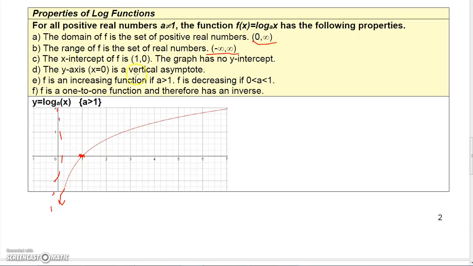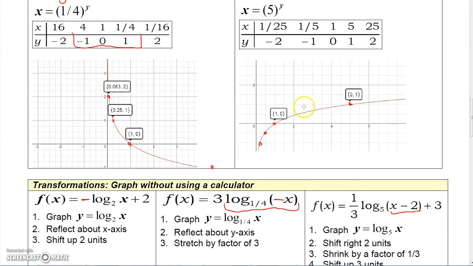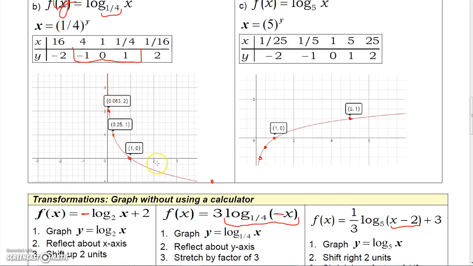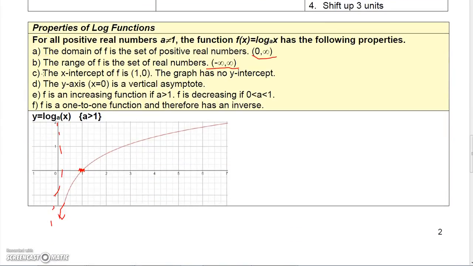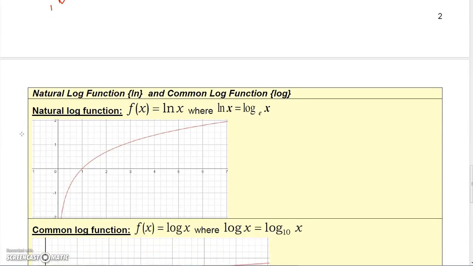And then f is increasing if a is greater than 1. So notice here, kind of like we had up here, the a was 5, which is greater than 1, so the function is increasing. And then here the base was 1/4, so a was less than 1, so the function is decreasing. And of course if you do the horizontal line test, you can see that the function is one-to-one and therefore has an inverse.